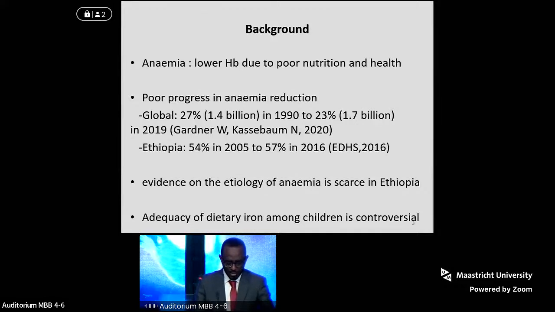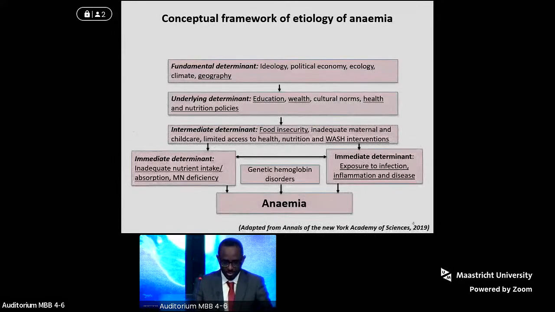Evidence on the etiology of anemia in Ethiopia is scarce, and the prevalence of anemia was 54% in 2005 and 53% in 2016, with no sign of improvement in more than 11 years. In Ethiopia, the etiology is controversial. Whether there is adequate dietary intake of iron or not is yet debatable. The etiology of anemia is multifactorial and varies across contexts.